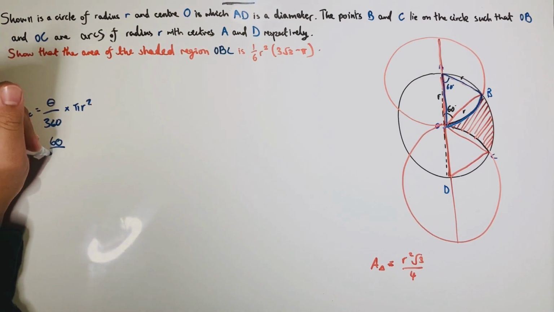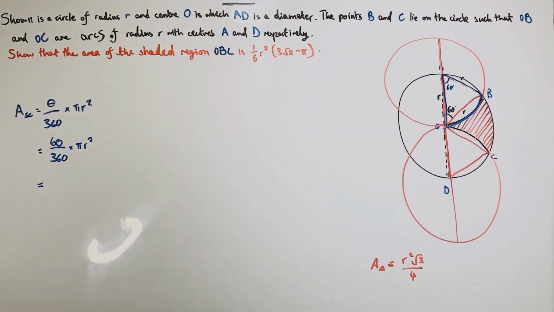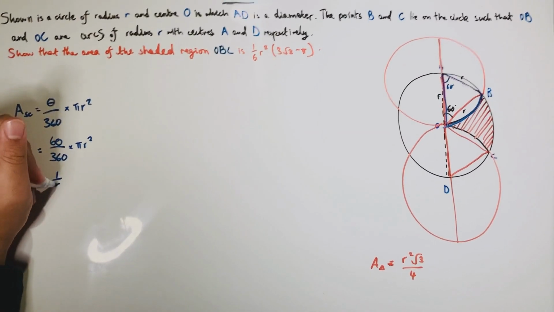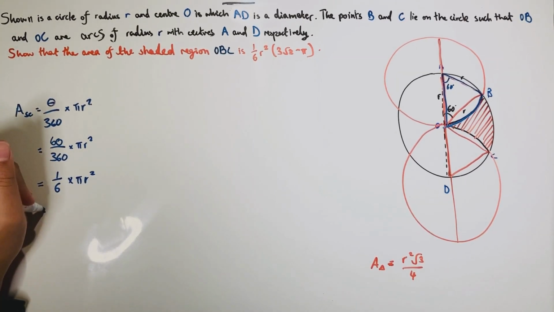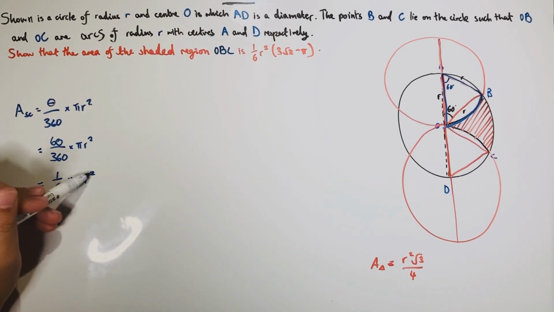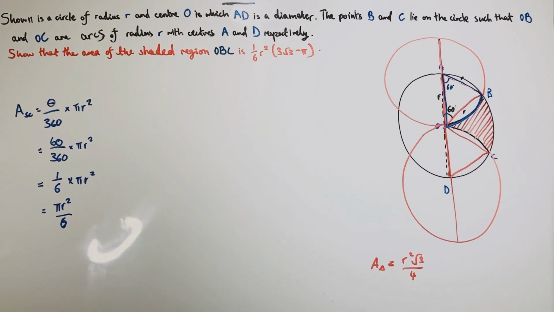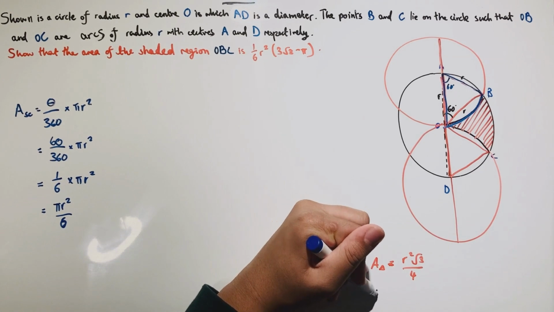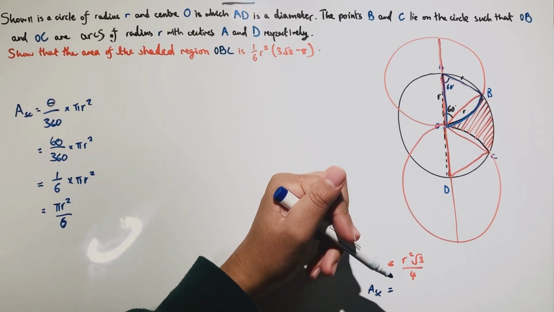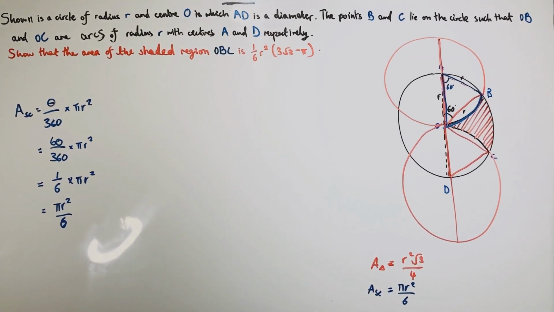So it's going to be 60 over 360 multiplied by pi r squared. What is 60 over 360? That simplifies to 1/6 times pi r squared. But what we're going to do, and this will help in the long run, is put the pi r squared on the top. So we end up with pi r squared over 6. So the area of the sector equals pi r squared over 6. Hope you can see that. The lighting's a bit dodgy, but I'm trying my best.